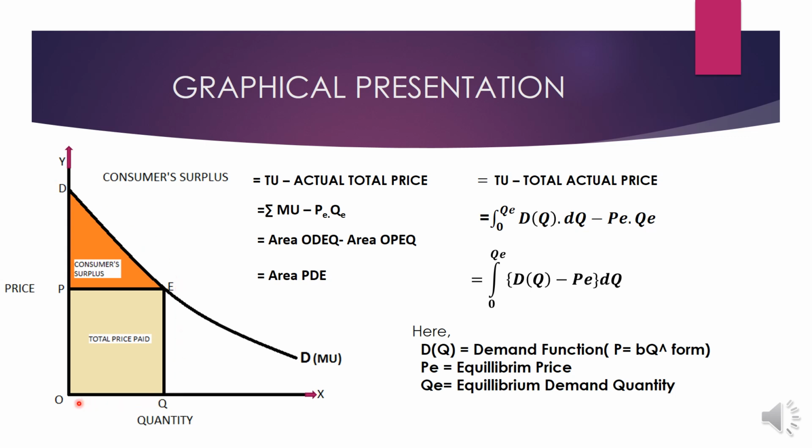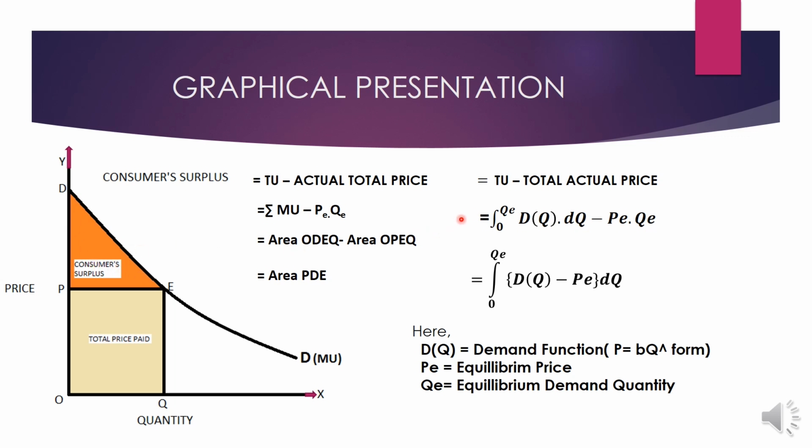So this area ODEQ is the total utility of the product at price OP and quantity OQ. This area OPEQ is the total price paid for the product. So if we subtract the total price OPEQ from the total area ODEQ, we get the area PDE. This area PDE is the consumer surplus.